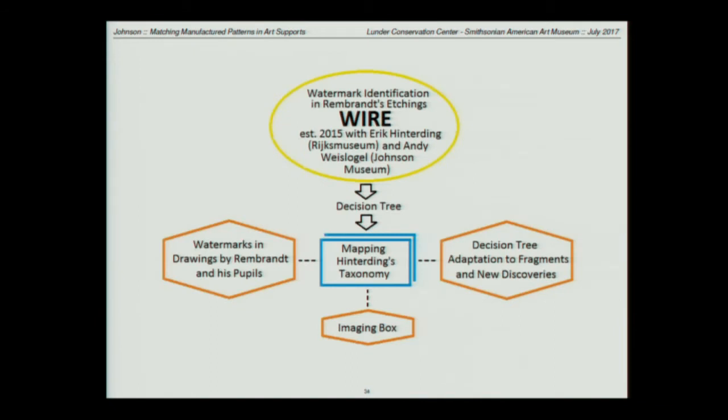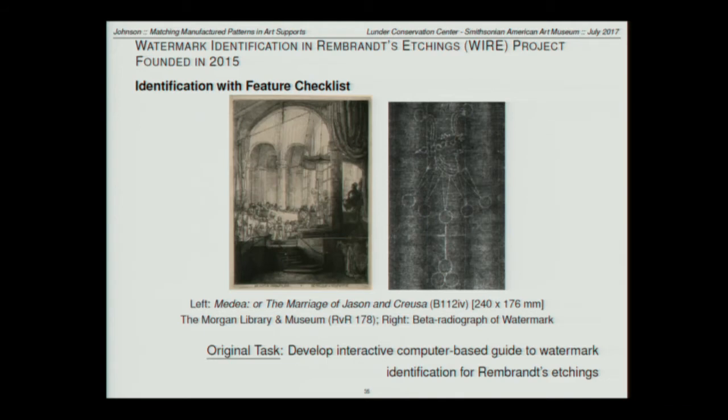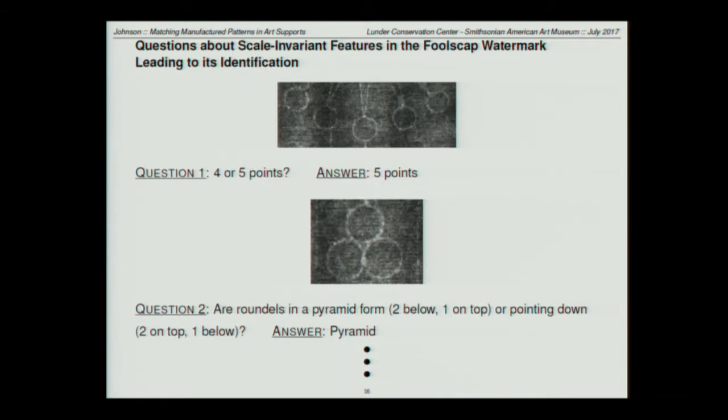But this was started in 2015 with Eric Hinterding at the Rijksmuseum and a colleague of mine at the Johnson Museum at Cornell. So remember this picture? Our task is to develop an algorithm that identifies the watermarks. So which particular watermark is that?